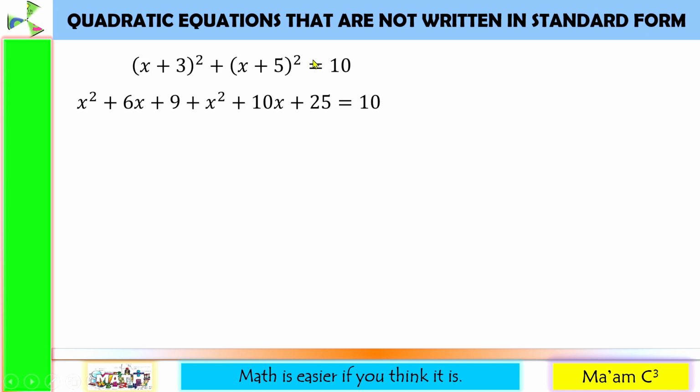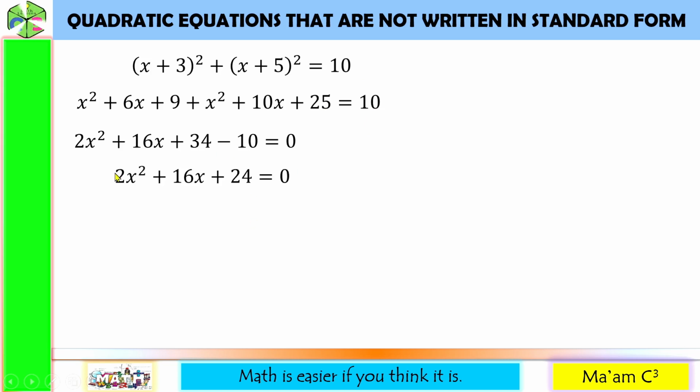Now let us combine like terms. We have x squared plus x squared. That would be 2x squared. 6x plus 10x is 16x. 9 plus 25, that would be 34. And then let us move 10 on this side. Minus 10 equals 0. 34 minus 10 is positive 24. 2, 16, and 24 are all divisible by 2. So let us divide both sides by 2. So we have 2 and 2 here will cancel out, leaving us x squared. 16 divided by 2 is 8, so we have 8x. 24 divided by 2 is 12. And 0 divided by 2 is still 0.